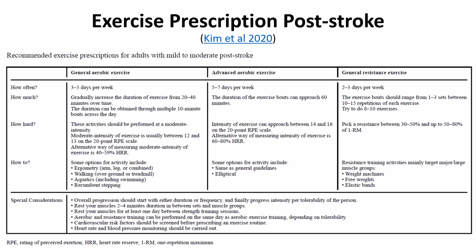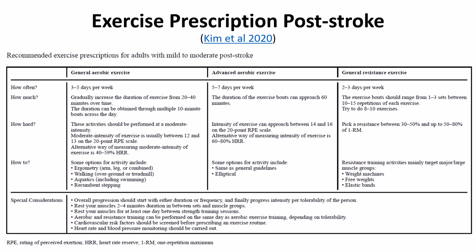And these can be progressed to advanced aerobic exercise prescription, which can be 5 to 7 days per week and at about 60 minutes at a shot. And here, you want to consider the intensity of the exercise. For general, it's 40 to 59% of heart rate reserve, okay, which is going to be a 12 to 13 on a 20-point RPE scale. So think heart rate about 120 to 130-ish.